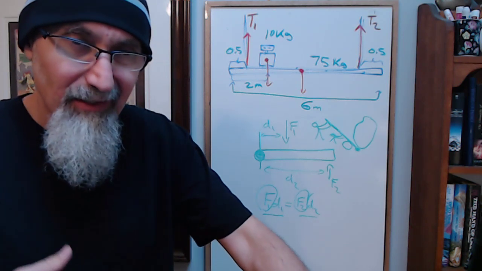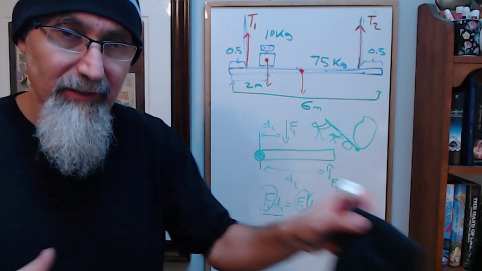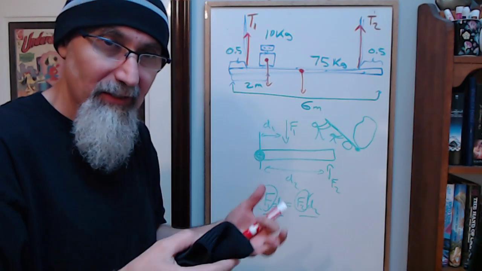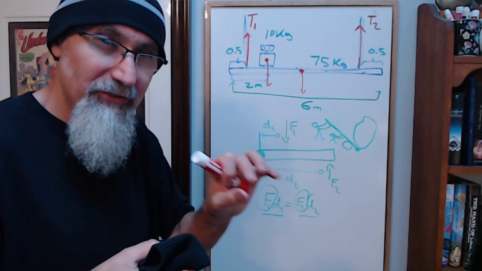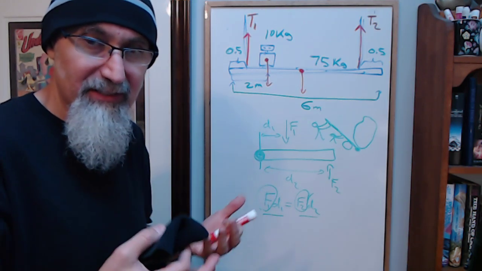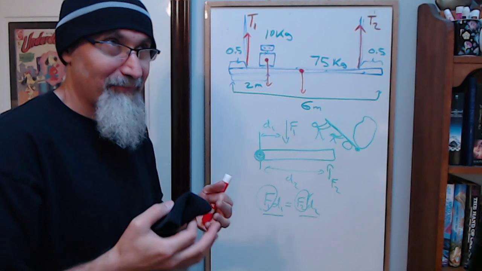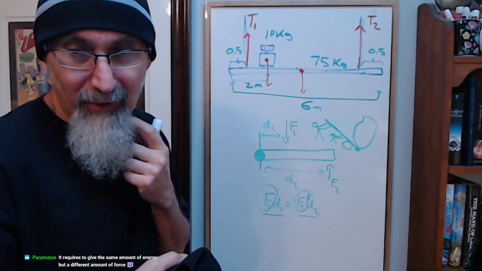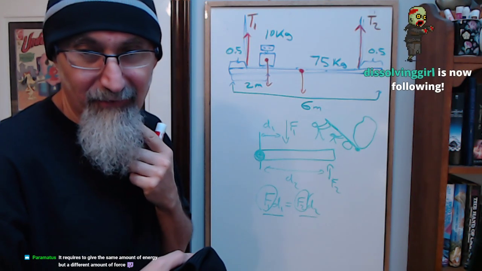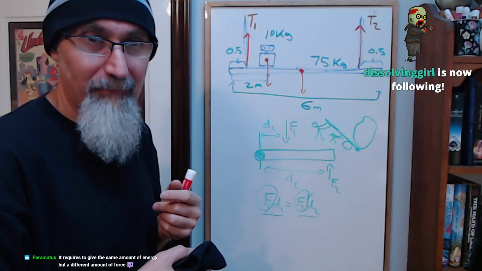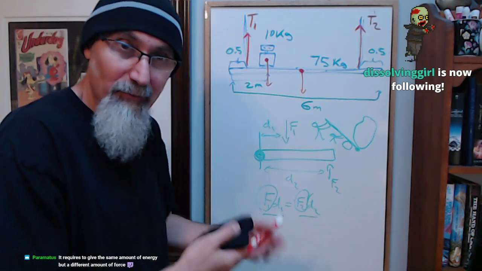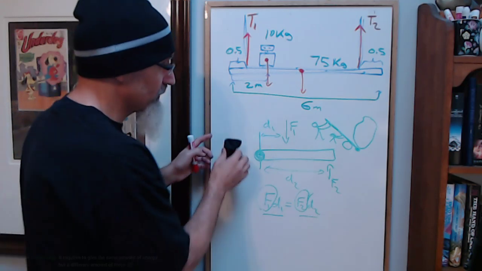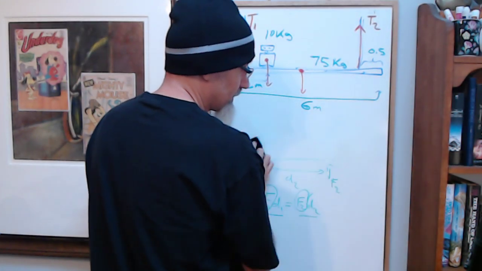You want to know how the system operates, right? So you're going to keep all this in mind. The more problems you do this way, the more little nuances you remember about specific types of systems. Like, there's a whole mindset behind people who are inventors, right? It requires the same amount of energy, but a different amount of force. And the torque is what we're talking about, right? The torques have to equal each other to a certain degree. So take a look at this.